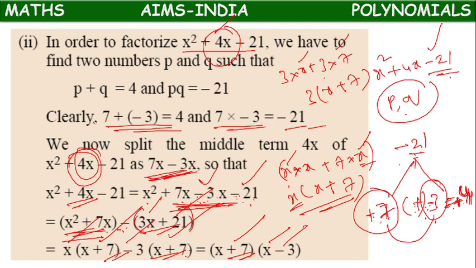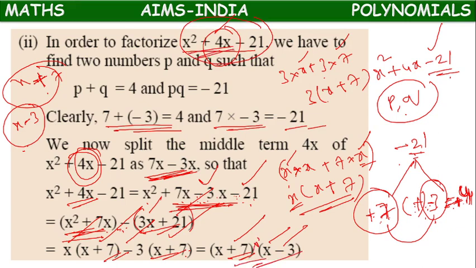So what are the factors? x plus 7 is one factor. x minus 3 is the other factor. Means the given quadratic polynomial has two factors. If you multiply these two factors, then the given polynomial will come again.